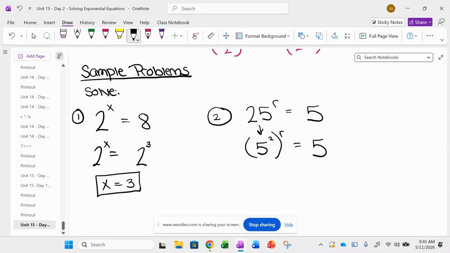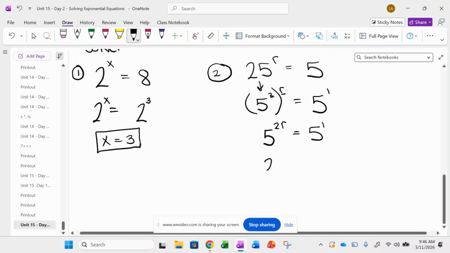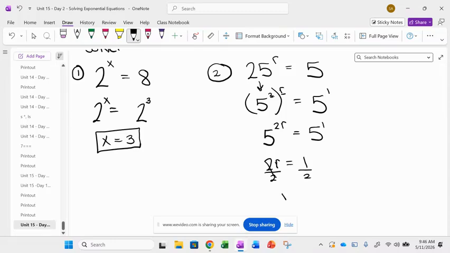Since there's no exponent there, what exponent's really above that 5? 1. When you have a power to a power, what does the rule say to do? Multiply. So isn't this 5 to the 2r equals 5 to the first? Now that we have the same base, we set their exponents equal to each other. So 2r equals 1. Solve for r, so we divide by 2. r is equal to 1/2.